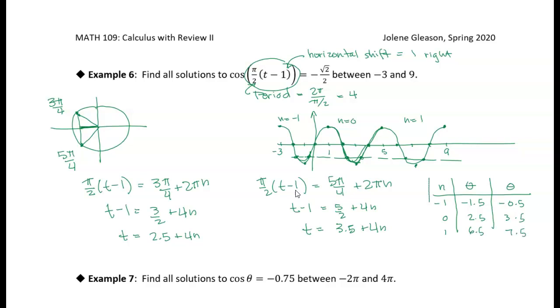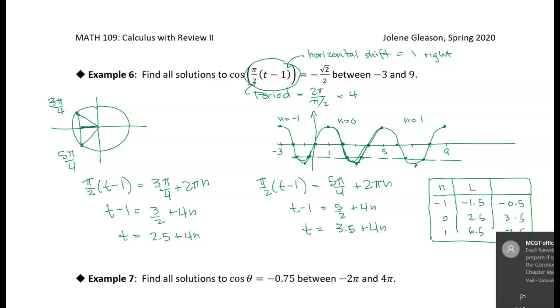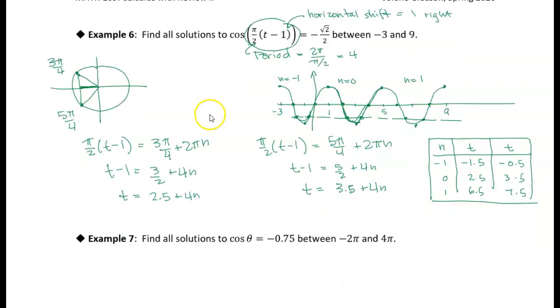Okay, so this is essentially my answer. This right here is my answer. I get a table of all of those. I guess it's not theta, is it? It's t. So I should probably erase these and make it t. These are my t values. Okay. So let's keep going.